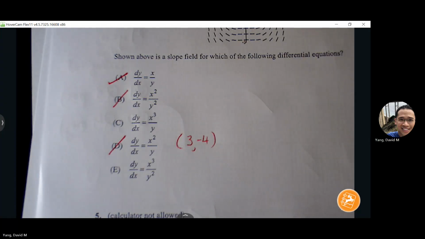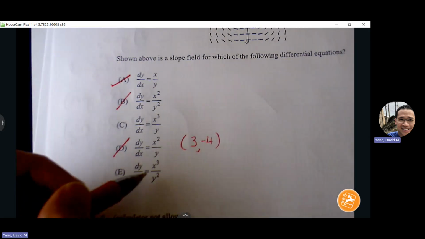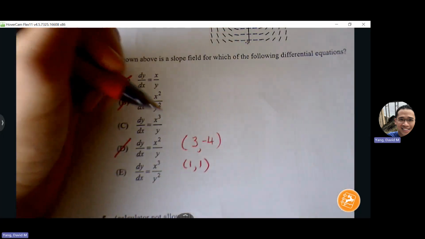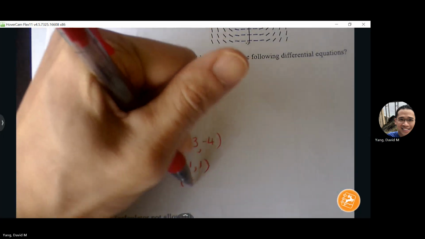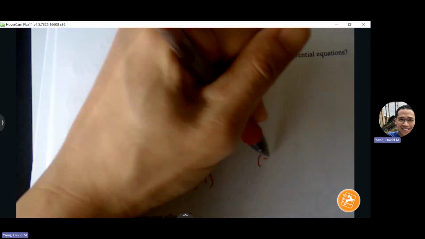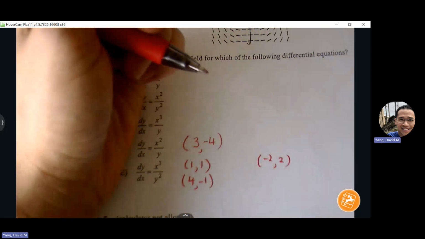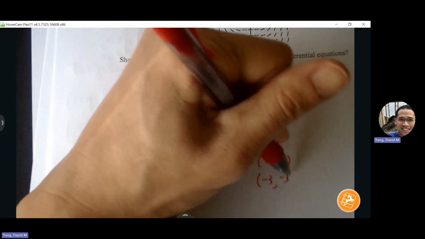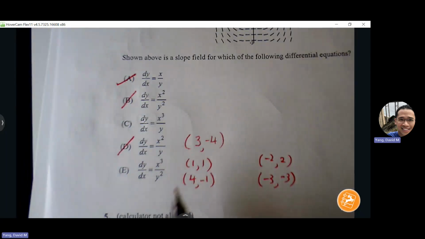Would be out the Y squared. Well, let's double check a couple ordered pairs here. So 1, 1 should give us positive. 4, -1 should give us positive. -2, 2 should give us negative. And -3, 3 should give us negative as well. So let's just test it, right?